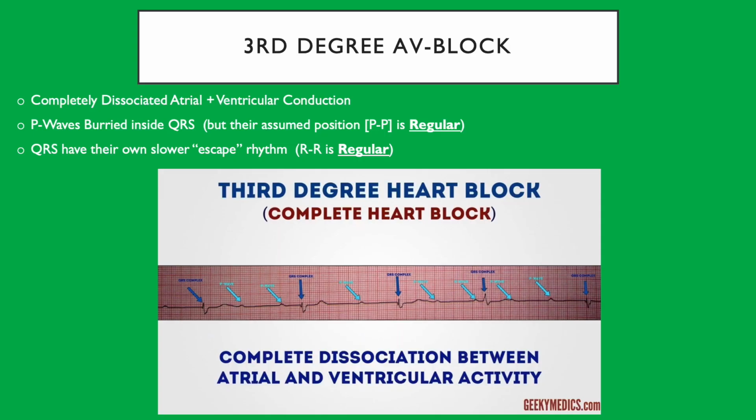Okay? That's basically the theory. You have a PP that is regular, let's say, and then an RR that is regular, but they are dissociated. Atrial rhythm by itself and ventricular rhythm by itself.